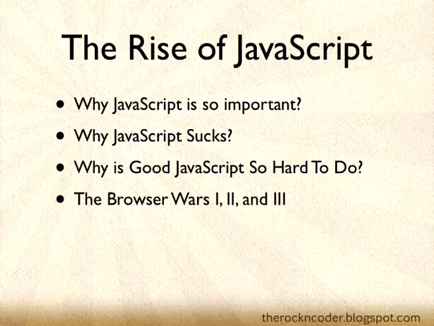There's 4 little topics here. Why is JavaScript so important? Why JavaScript sucks, and that has to be attended to. Why is good JavaScript so hard to do? And we're going to get into a little bit of historical context, which I always feel is important, because anytime you kind of get into a new language, a new paradigm, a new metaphor, it's important to understand the context at which this language was written.